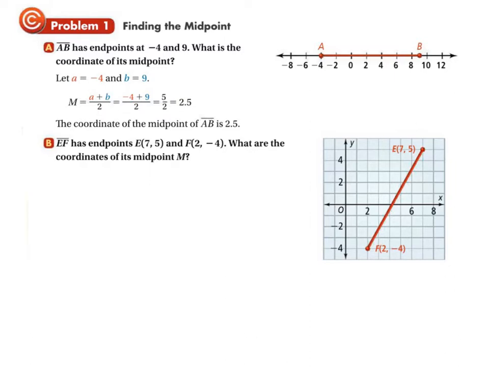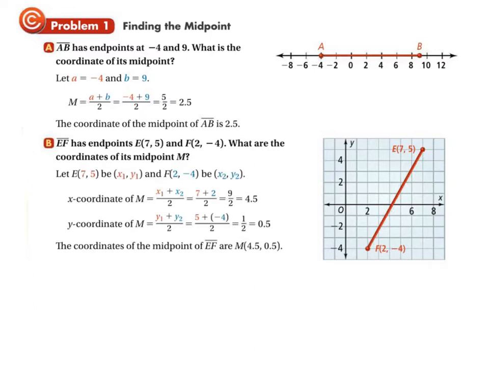What about when it's in the coordinate plane? You have endpoints 7, 5 for E and 2, -4 for F. Remember, we average the x coordinates for the x coordinate. So here we say 7 and 2. We're going to add them together, divide by 2. We get 4.5 for the x coordinate. And we average the y coordinates for the y coordinate, 5 and -4. 5 plus -4 divided by 2 is 1 divided by 2, or 0.5. So 4.5, 0.5, right there is the midpoint. Got it?